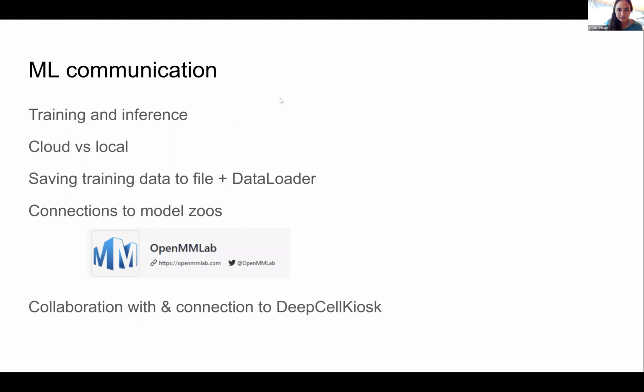And then some examples of the types of things we're thinking about with the communication to the machine learning. There's two different types of things you want to do with machine learning, both training and inference. We would like to be able to support both cloud computing and local computation. Things that would be in the library would be saving the training data to file in some reasonable format, as well as a data loader for PyTorch, for instance. We'd probably want to think about connections to various models used like OpenMMLab. And again, we want to think about communication and connection with different projects that are going on.